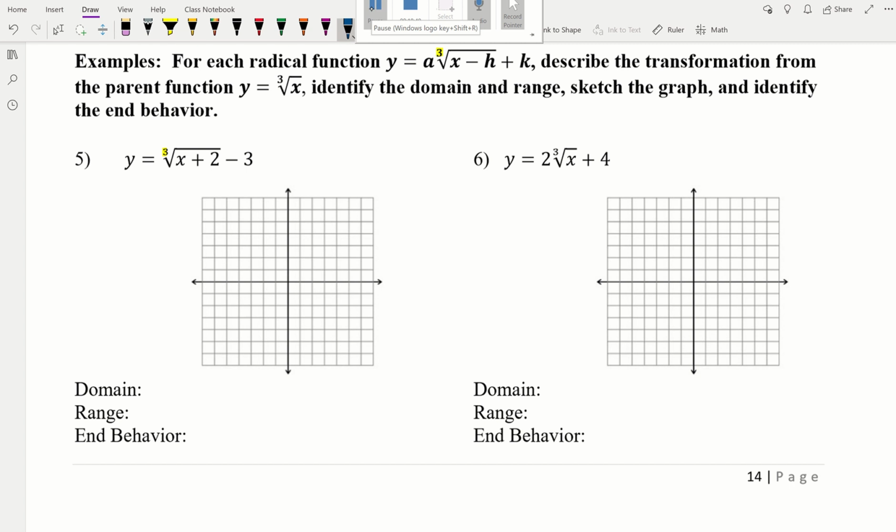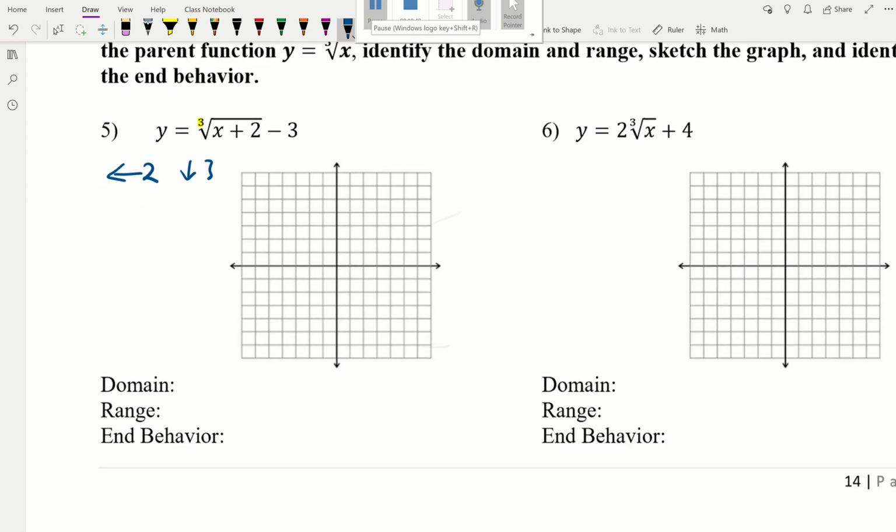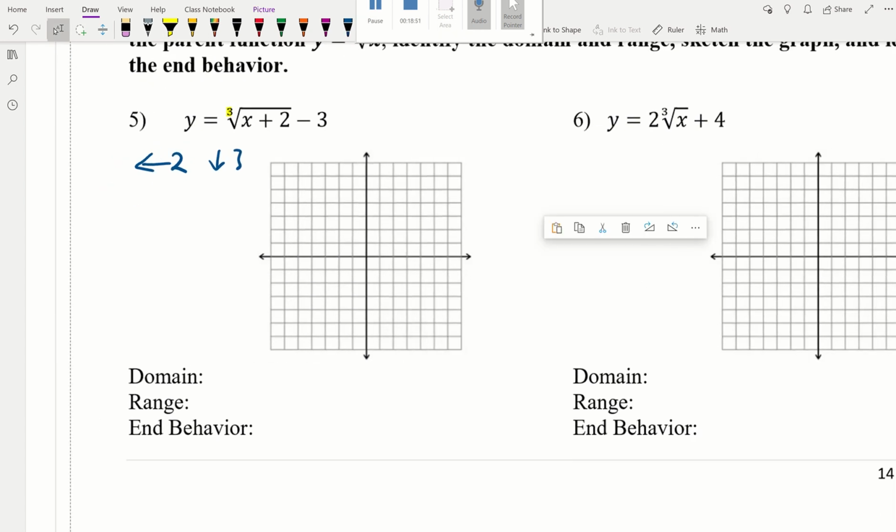We start to identify transformations. The x plus 2 is going to move us to the left 2. The minus 3 is going to move us down 3. So for us to graph this, from the center, or from the origin, 0, 0, we're going to go left 2, down 3. That point is now going to be the center. We don't have any stretch or compression. So right 1, up 1, right 8, 1, 2, 3, 4, 5, 6, 7, 8 is up 2. But we also have to go left 1, down 1. So this graph is going to curve up as we go to the right, and it's going to come down as we go to the left.